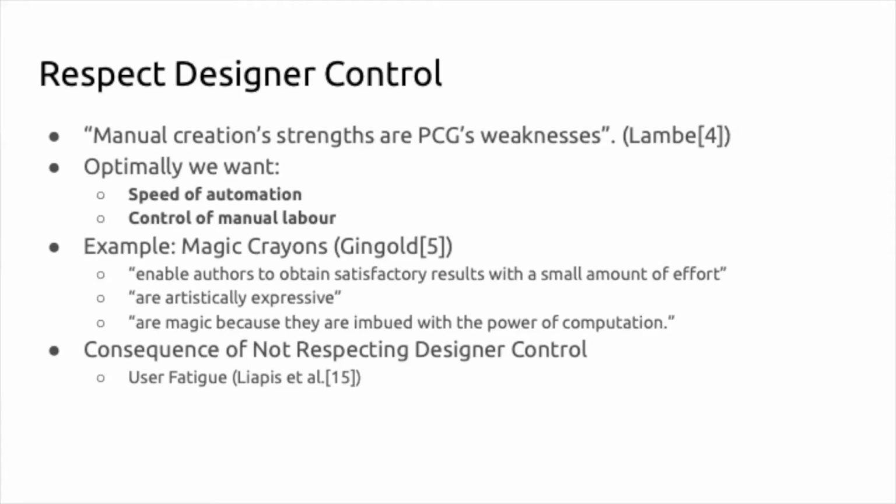What happens if we don't respect designer control? User fatigue sets in, as Leibniz et al. describe. User fatigue is what happens when, in this case, a PCG tool does not allow the designer to converge fast enough on their stated goal. In this case, the designer loses focus and avoids using the tool. If possible, perhaps they'll even look for an alternative.